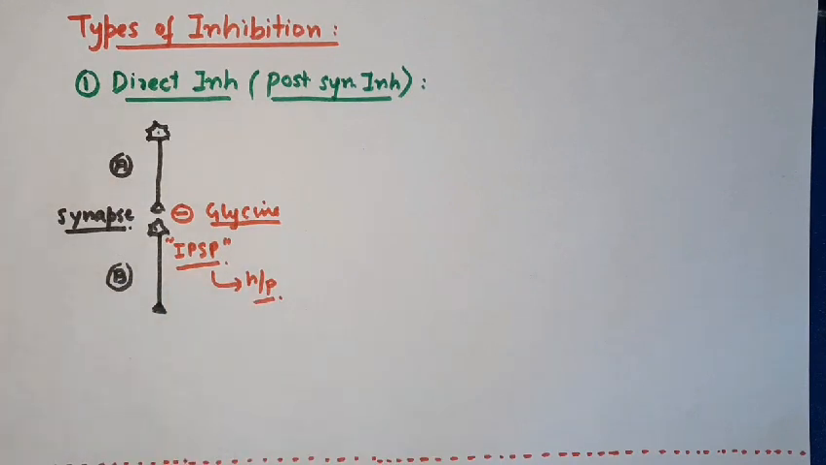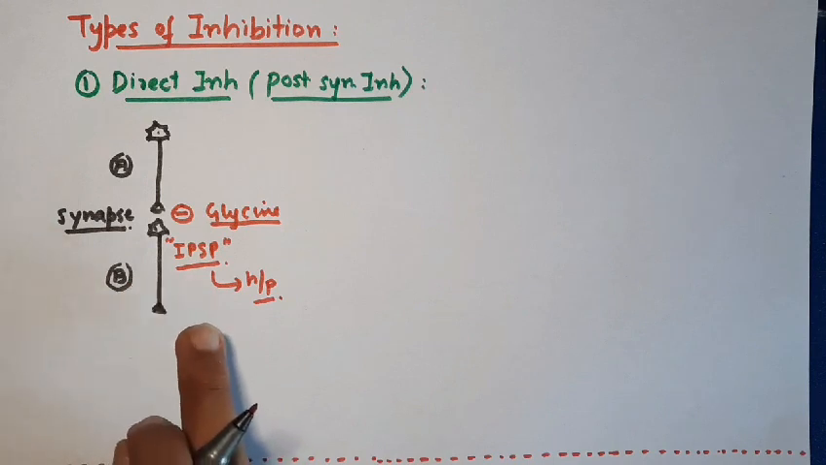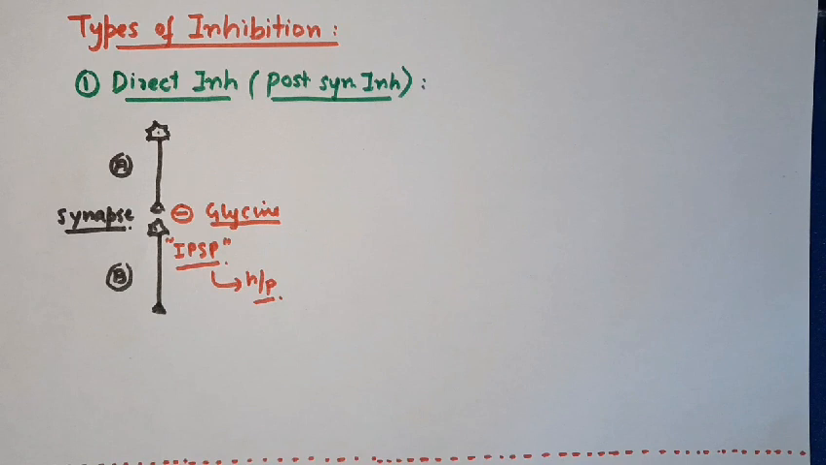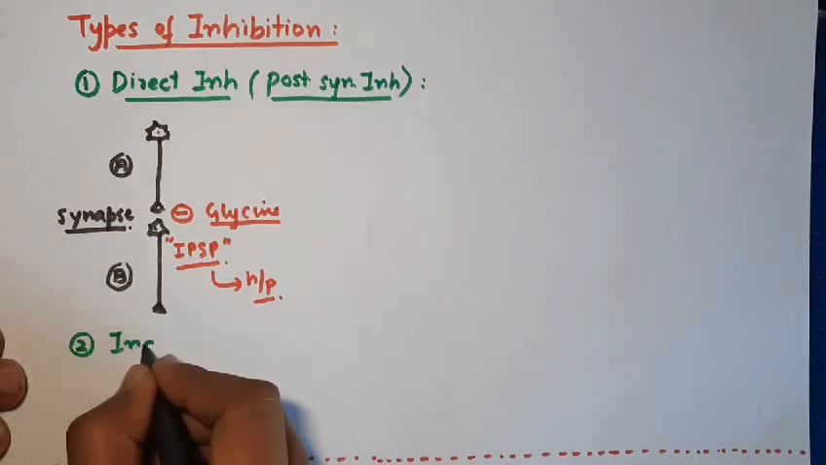As we all know, inhibitory postsynaptic potential increases the potassium efflux and it can cause hyperpolarization. Thus neuron B will be inhibited. So action potential cannot be generated in neuron B or the postsynaptic neuron. This type of inhibition is called direct inhibition or postsynaptic inhibition.